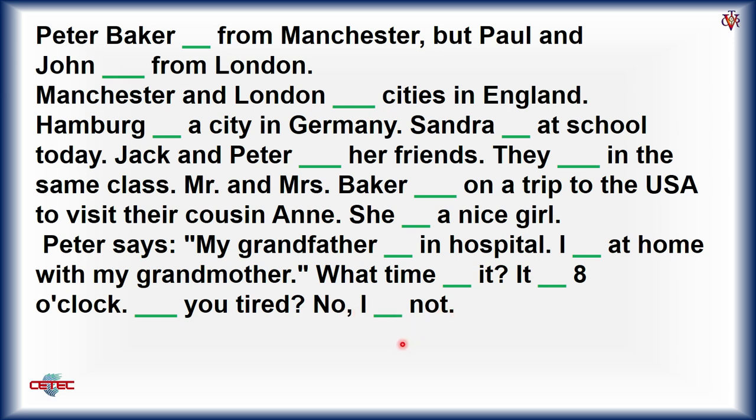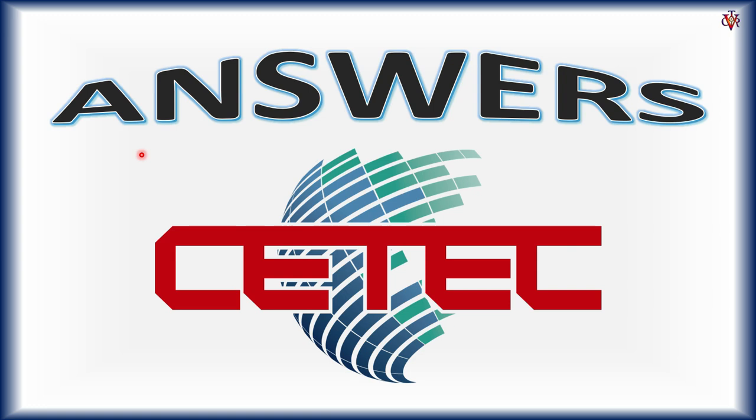Here, read carefully and try to complete with am, is, are. Choose the correct verb to be. Read carefully the sentence. Now, let's see your answers.